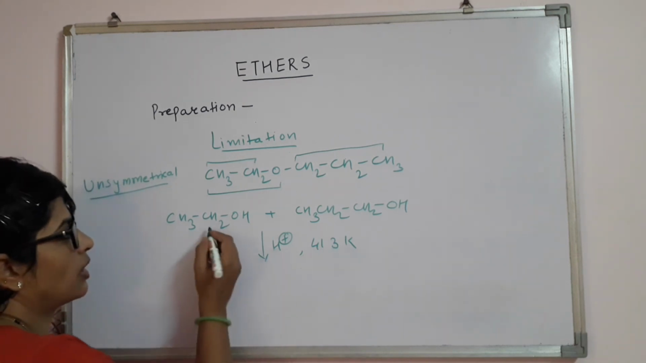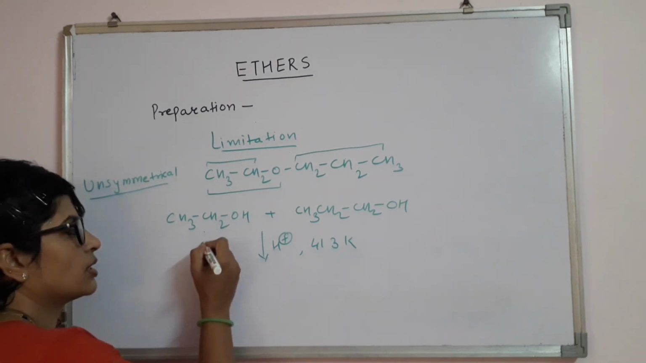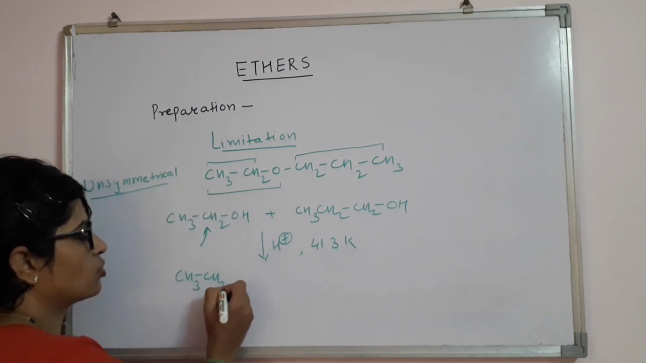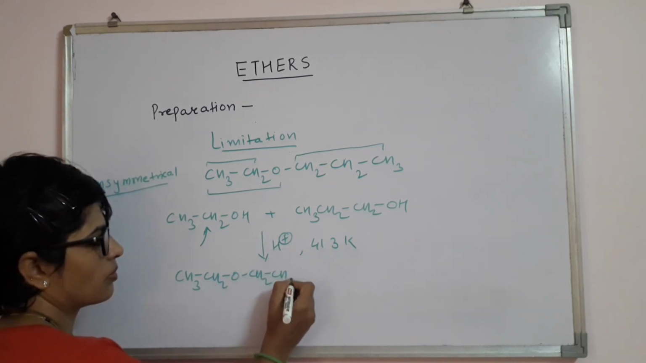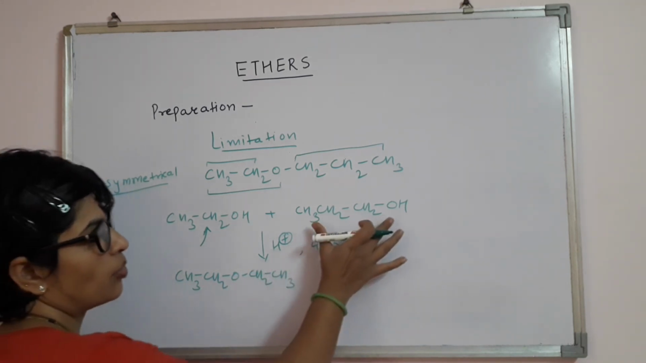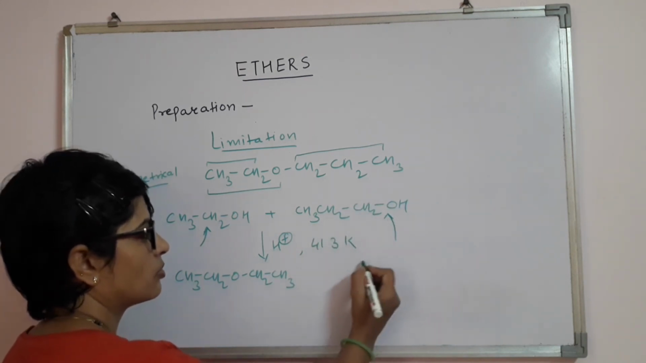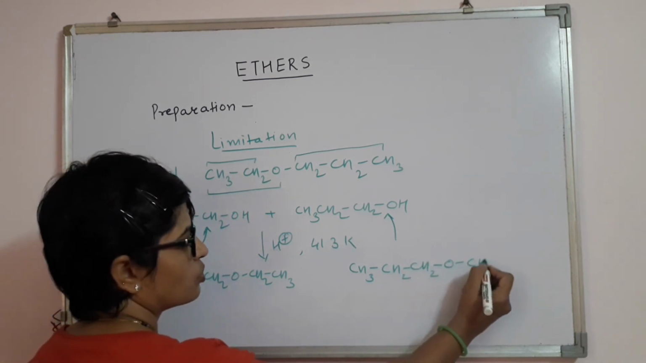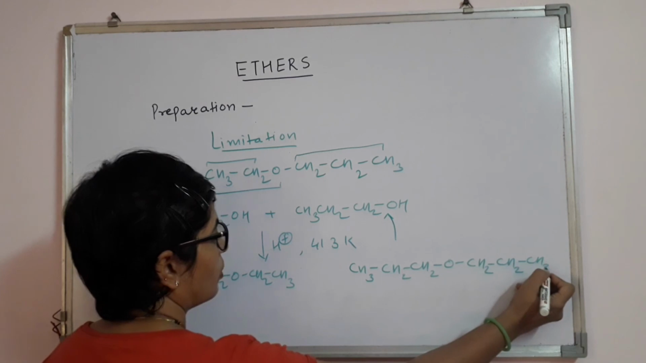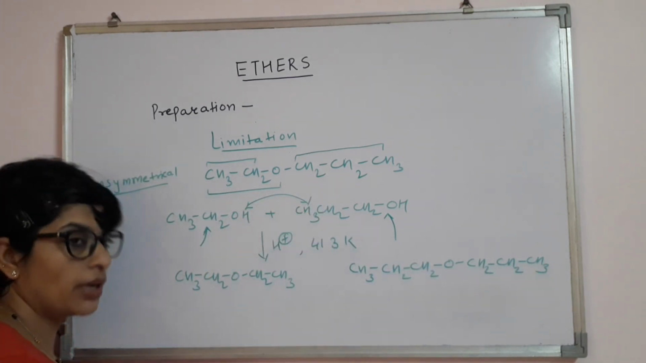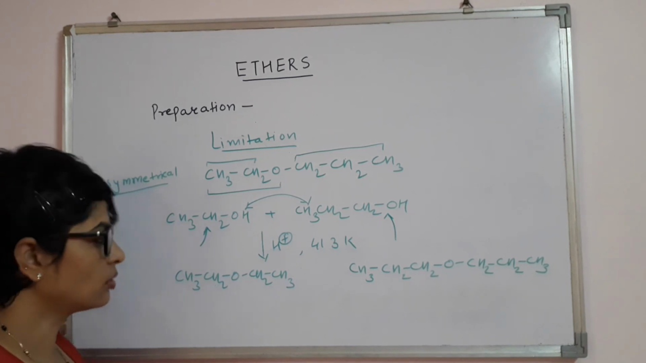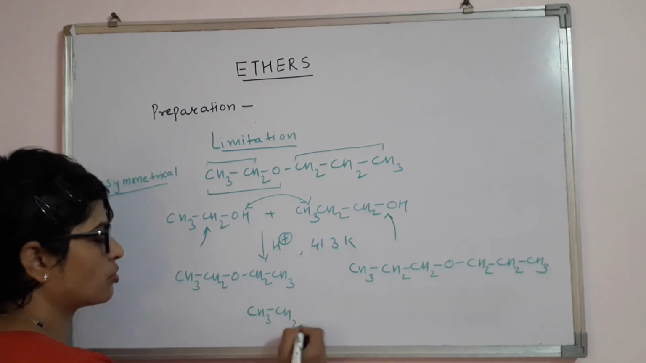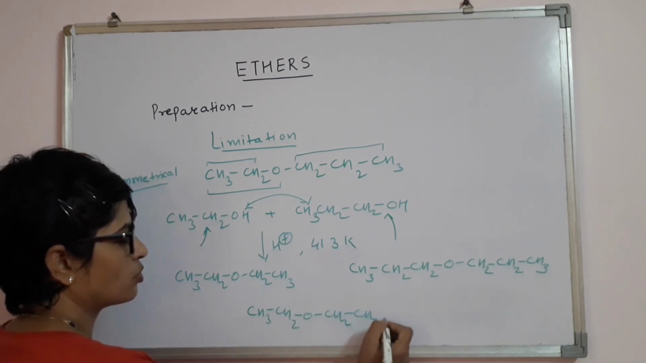But the drawback here is that this compound can react with itself. This alcohol can react with itself and give you CH3CH2OCH2CH3, which is diethyl ether. Propyl alcohol also can react with itself to form dipropyl ether like this, CH3CH2CH2OCH2CH2CH3. And also both of them may react with each other and remove water, and we will get the third ether, which we actually wanted to prepare, CH3CH2OCH2CH2CH3.